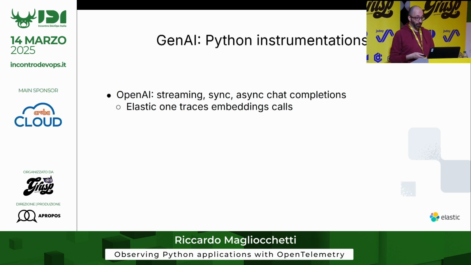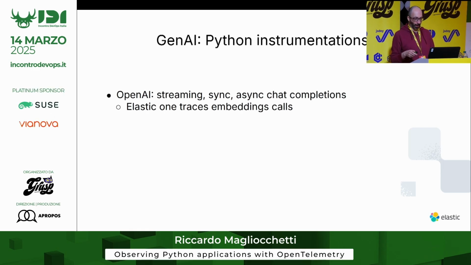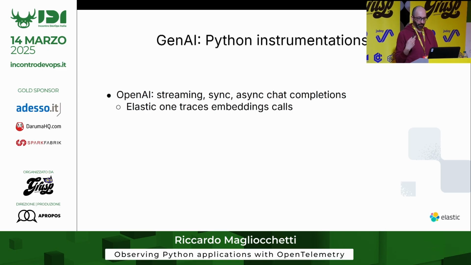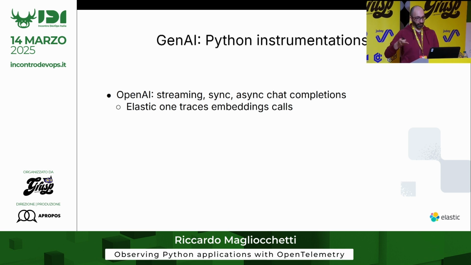Okay, on the package side, we have a bunch of instrumentations. We have the OpenAI one, which supports most of the common APIs. At Elastic, we also have ours, that also supports tracing embeddings calls. Please note that with the OpenAI library, you can talk to other APIs like Mistral, Anthropic, and DeepSeek, at least. So it's not limited to OpenAI models. We are instrumenting libraries and not platforms.